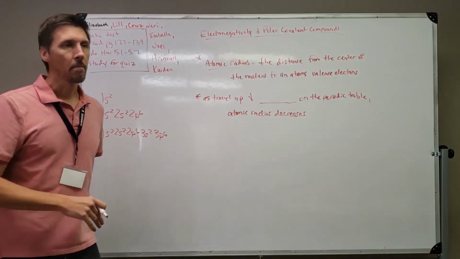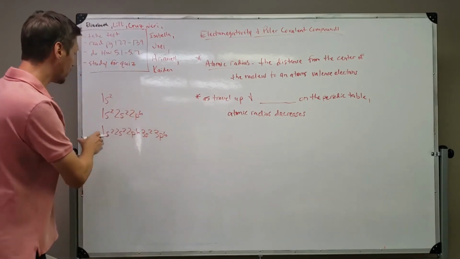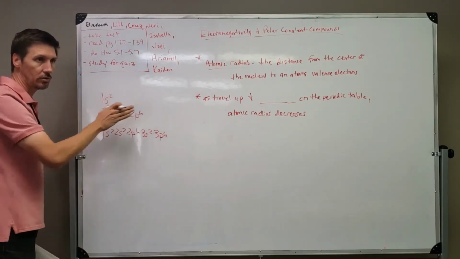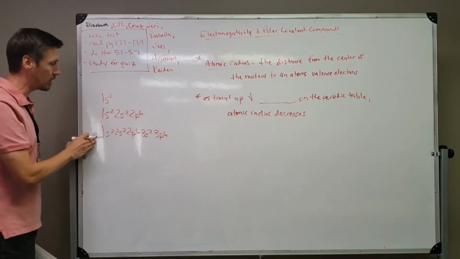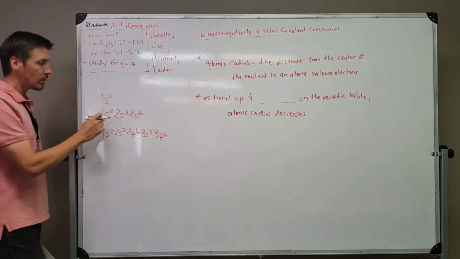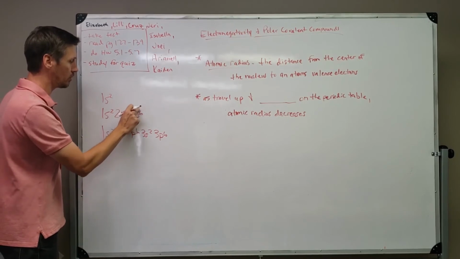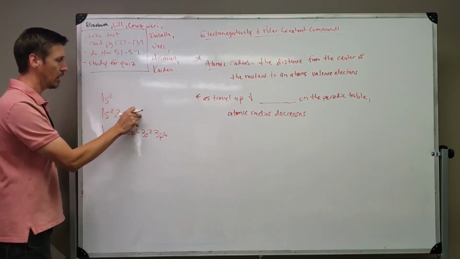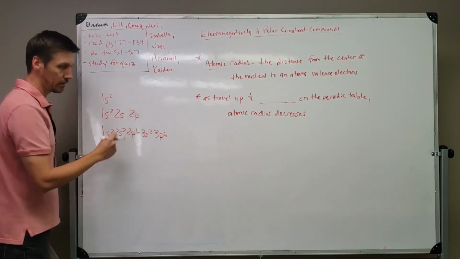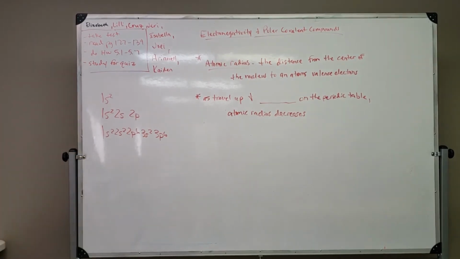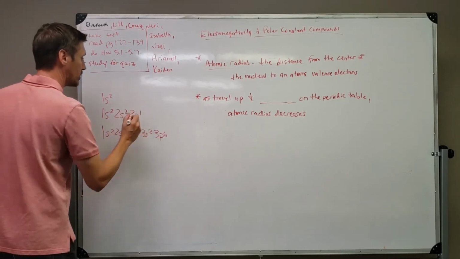Here's the reason why. We haven't increased in energy level as you go right and left. We're staying in the same energy level. But what does happen as I go further to the right, let's say we're on row 2 here, let's say we're on boron, right? Boron has an electron configuration that looks like that.